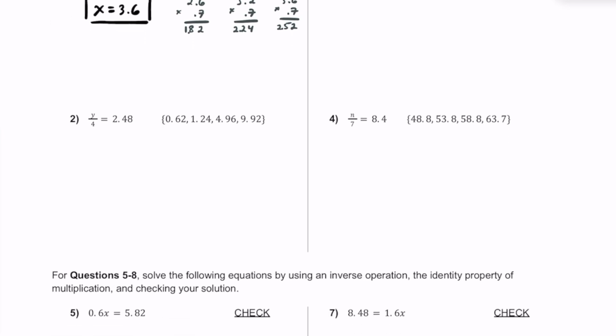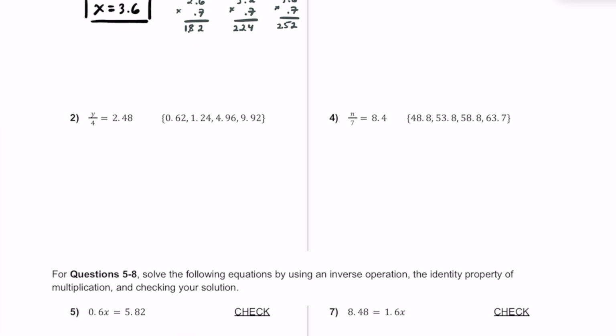All right, let's check out a second one here. For number 2, we have the equation y divided by 4 is equal to 2 and 48 hundredths. So the question is which one of these numbers, if you divide it by 4, would get you 2 and 48 hundredths. Now, if you try this 0.62 or 62 hundredths and divide that by 4, it's just going to get smaller, and that's not going to get us what we are looking for. We're trying to get a larger number, which is going to be 2.48 or 2 and 48 hundredths, right?